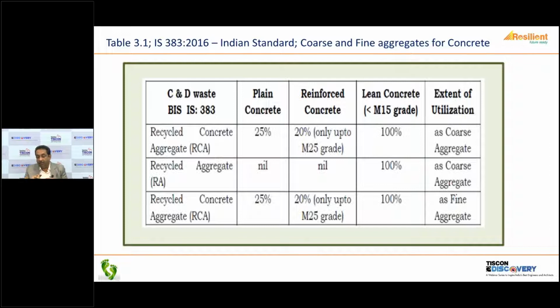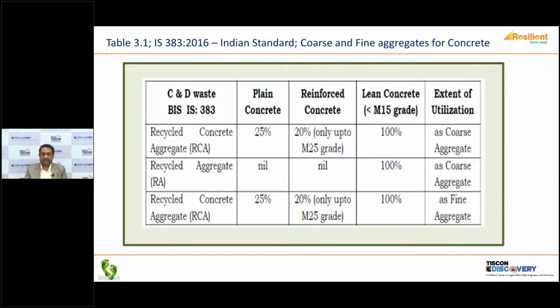fine aggregate. Now, what this code also doesn't tell you is whether it can be used 25 and 25, up to 50, as coarse and fine together, or is it only 25 as both coarse and fine together? It's not very clearly explained, but I feel the understanding is that you should not go beyond 25% of replacement, both coarse and fine put together.